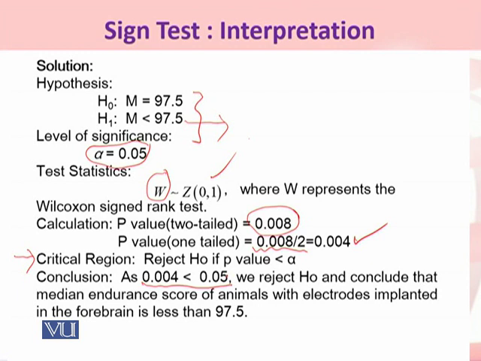So we reject H0 and conclude that the median endurance score of animals with electrodes implanted in the forebrain is less than 97.5. Students, this is the procedure we have learned: if we get an SPSS output, this is how to interpret the results for the unknown population median.